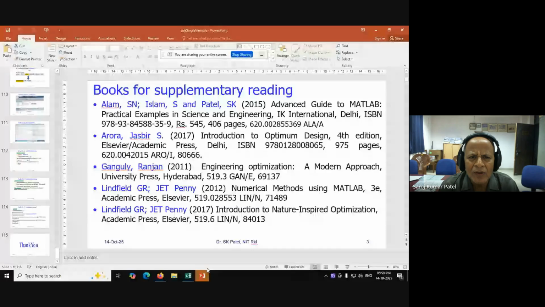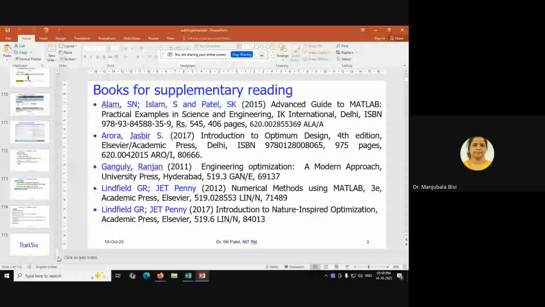So is my slide visible? Now it is not visible, sir. So, entire screen, let me see. Allow. Is it visible now? Yes, sir. Yes, sir. It is visible, sir.